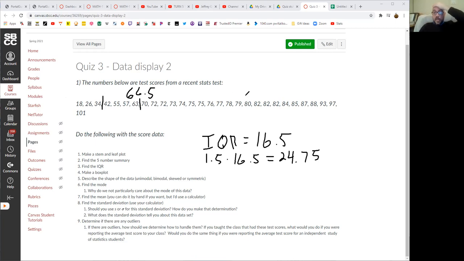On the top end, we had Q3 was 83. And so anything that's more than 24.75 above that, which would be 107.75, which there isn't anything above that. So there are no outliers on the top end. So that's what the outliers are. They're these guys. All these three are outliers and there aren't any other ones.